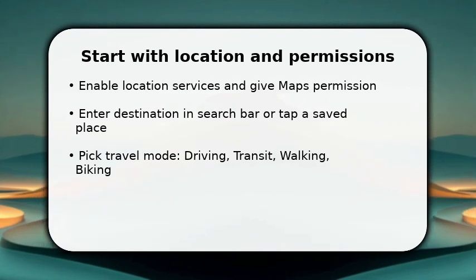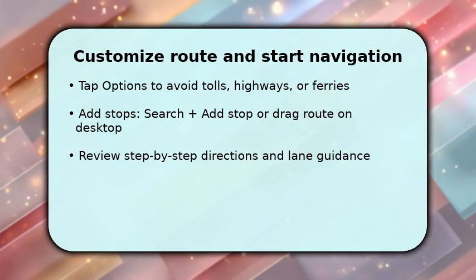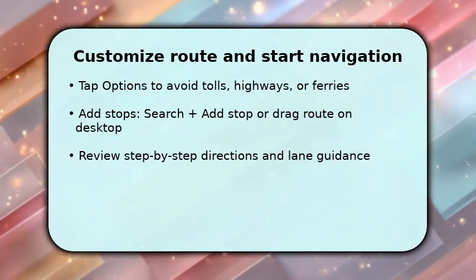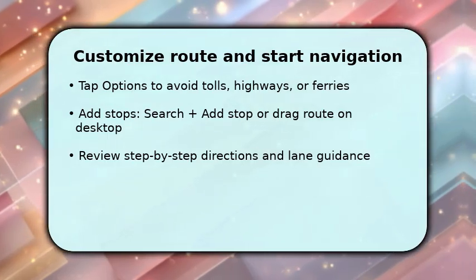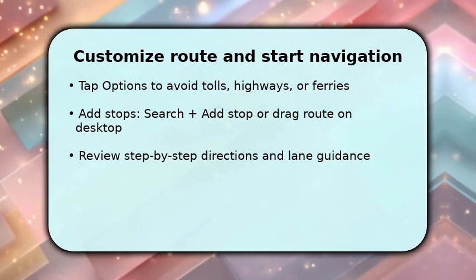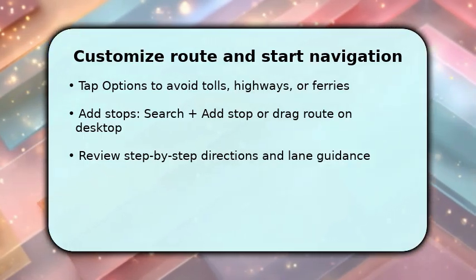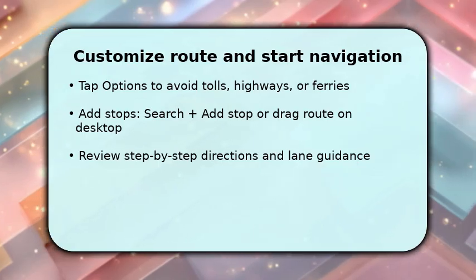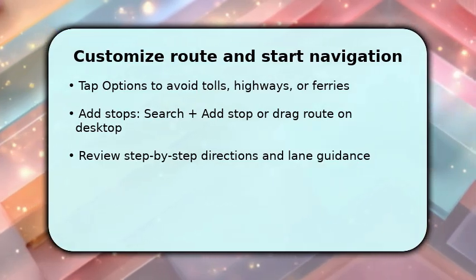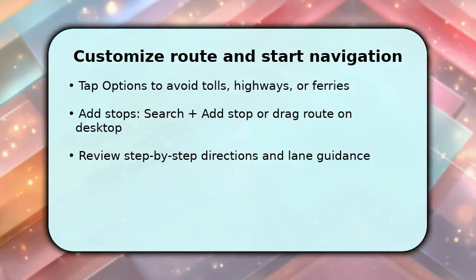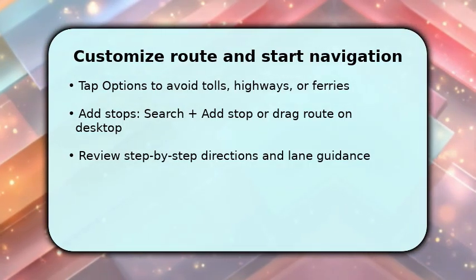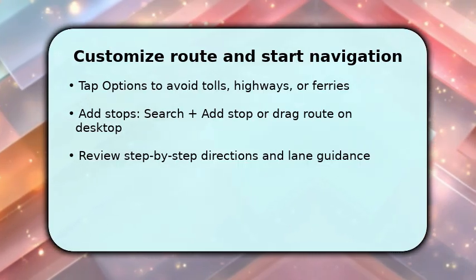Also glance at alternate routes and travel time estimates, so you can pick the fastest or the easiest path before you depart. Once you have routes, customize them. Open options to avoid tolls, highways, or ferries, because preferences change travel time and cost. Add stops by tapping Add Stop, which sequences waypoints and recalculates ETA. On desktop, you can drag the route to force a detour. Make sure to check step-by-step directions and lane guidance for complex interchanges. These cues reduce last-minute lane changes.